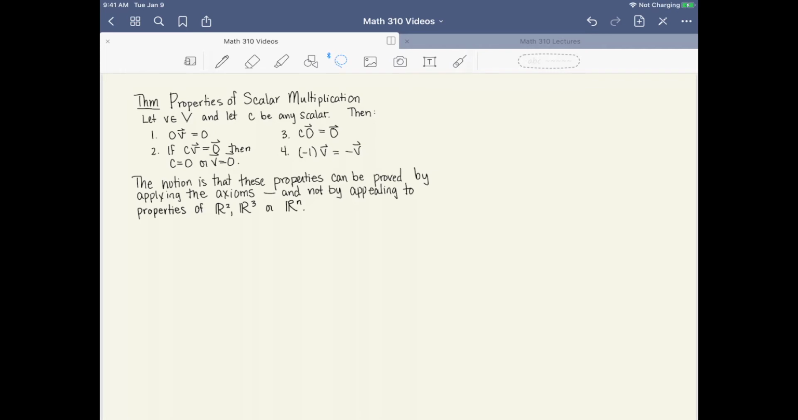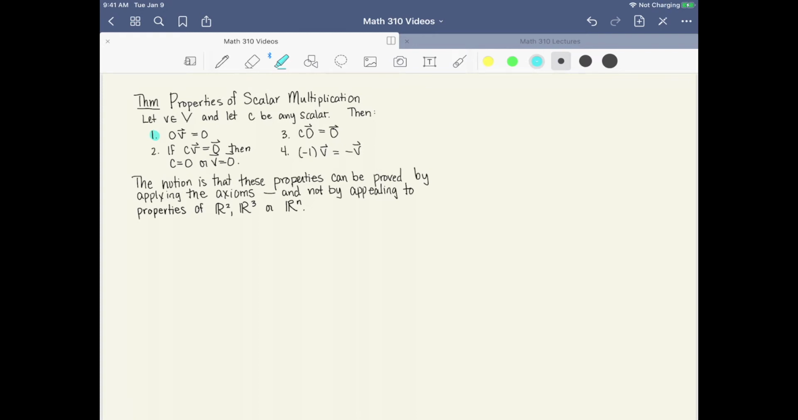So there's a theorem. You can find this in your textbook. It is called the properties of scalar multiplication. If you have a vector v, and you have any scalar, then what has to be true are 4 properties. First, if you multiply your vector v times 0, you'll get 0.